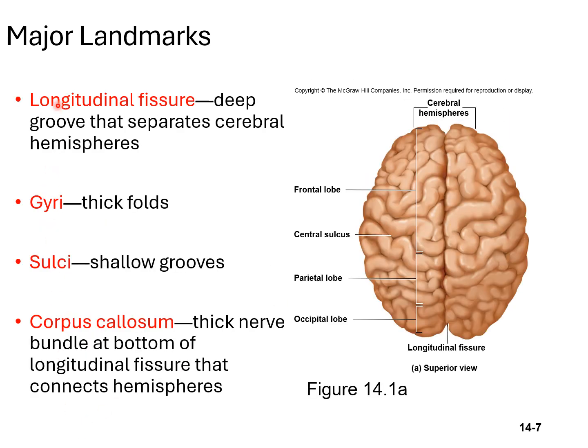You have a longitudinal fissure. The longitudinal fissure separates the left and the right hemispheres. You have gyri. The gyri are the thick folds. You can see there's one up here, there's one back there, and in between those two that I showed you, there's a sulcus between them, and the sulcus is that shallow groove.